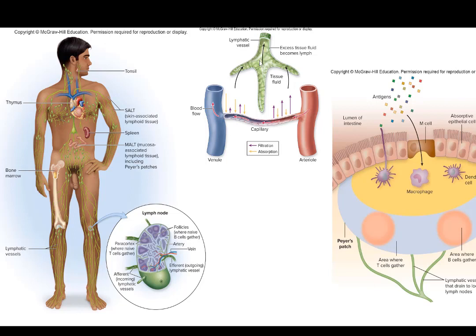So, one of the things you need to do is you need to make sure that the dendritic cell gets activated and migrates via the lymphatic vessel to the nearest lymph node, because that's where the T cells are.